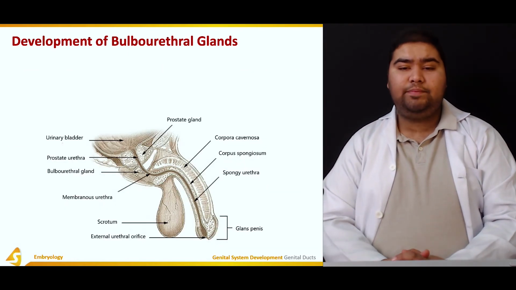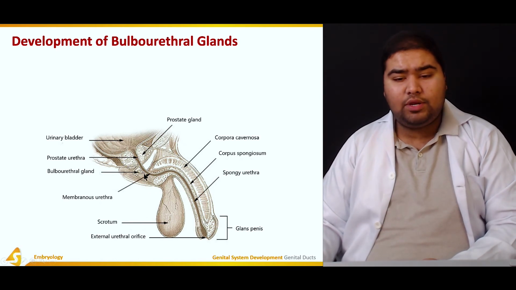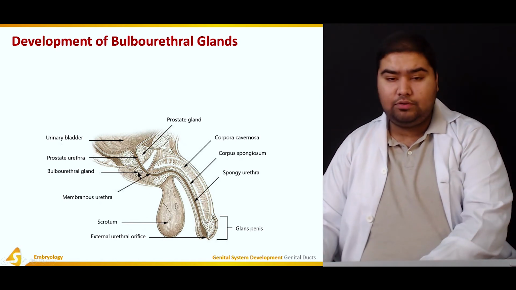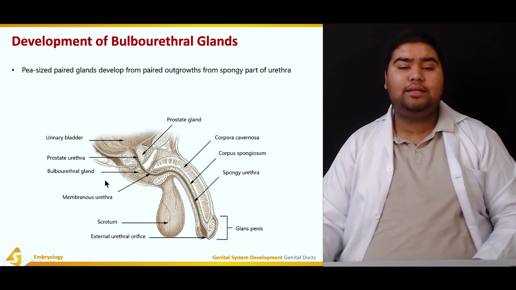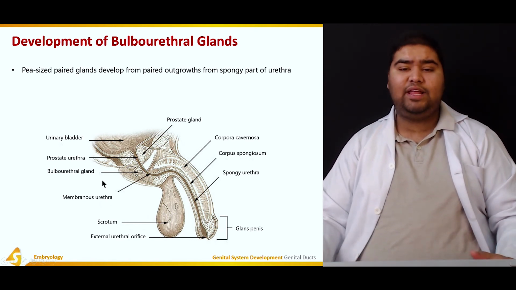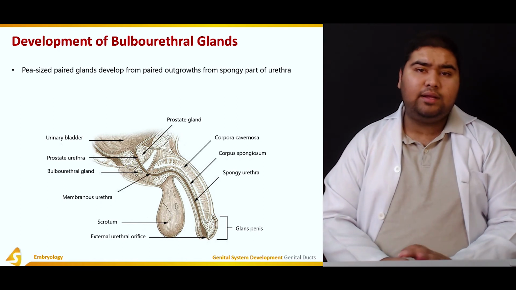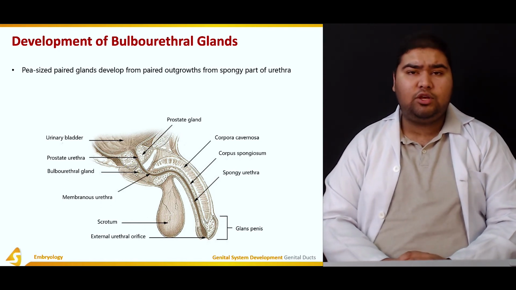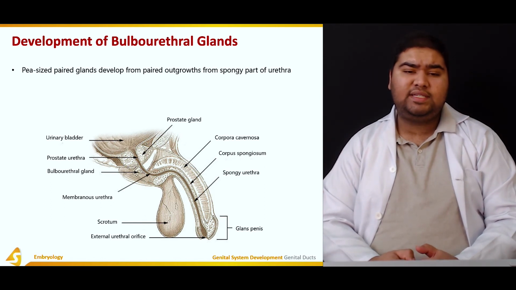So now the development of the bulbourethral glands. These are the bulbourethral glands. Now let's see how they develop. These are the pea-shaped paired glands. They develop from paired outgrowths from the spongy part of the urethra. Again, the urethra is formed by the terminal portion of the urovesical segment.